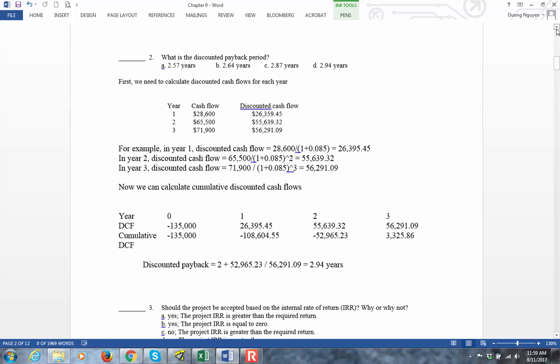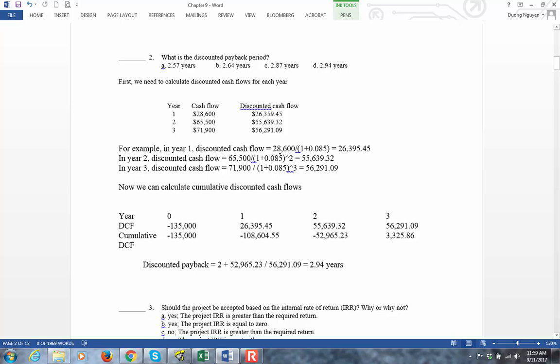Now the second question is calculate the discounted payback. To calculate discounted payback, it is similar to calculating the regular payback, except that the cash flows now have to be discounted to present values. So you have 3 years of cash flows: 28,600 in year 1, 65,500 in year 2, 71,900 in year 3. You need to find the present value of the cash flows.